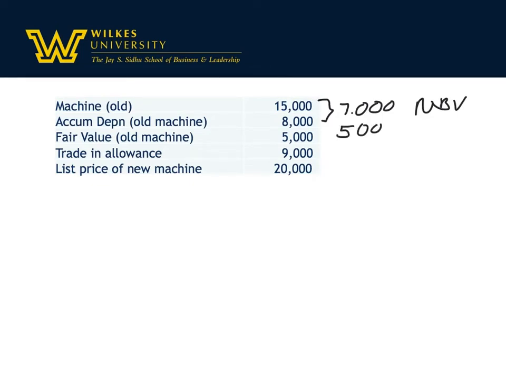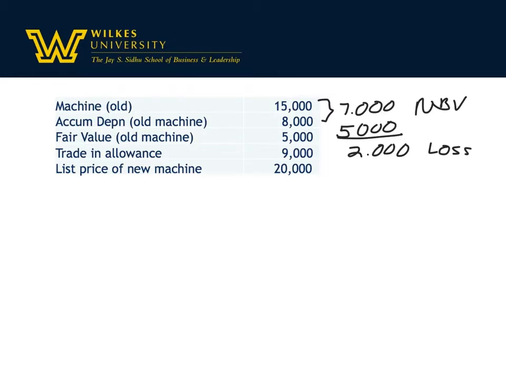Well, right off the top, that tells me that if it's on my books at $7,000 and it's really only worth $5,000, that I've got a loss of $2,000 that I'm going to have to deal with. So, first things first, I'm always going to record my losses, so I need to make sure I put that aside and I take care of it.